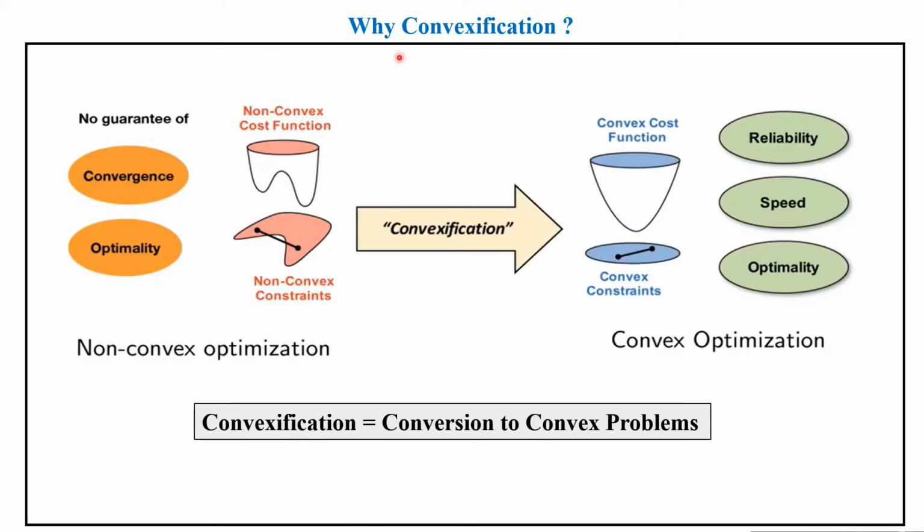So why convexification? If there is any non-convex problem, the optimization of a non-convex problem generally gives a non-optimal solution, and the convergence also does not happen in finite time. So that is not desired. So we convexify. That means we transform the non-convex functions to convex functions, and then apply the optimization algorithm so that the optimal solution is achieved, and it is achieved in finite time. So basically convexification is the conversion of non-convex problems to convex problems.